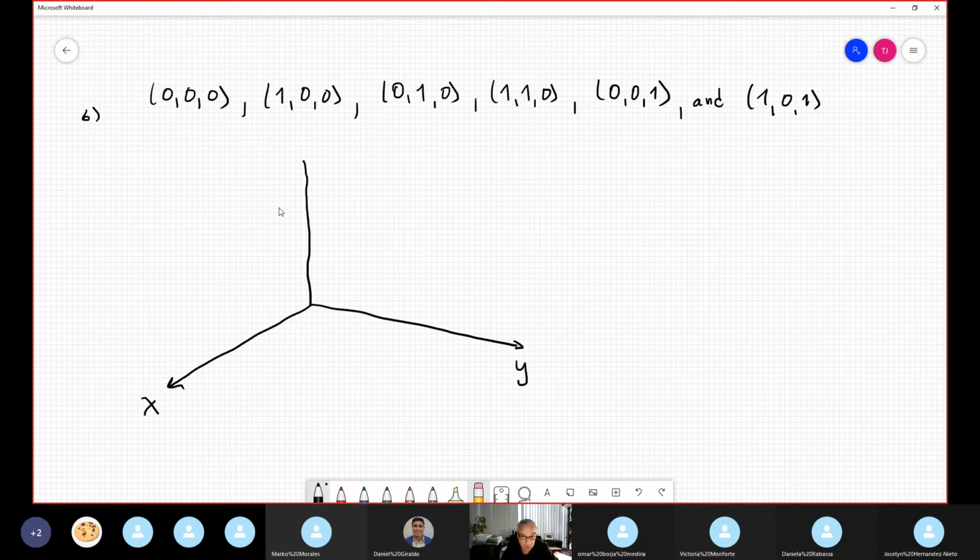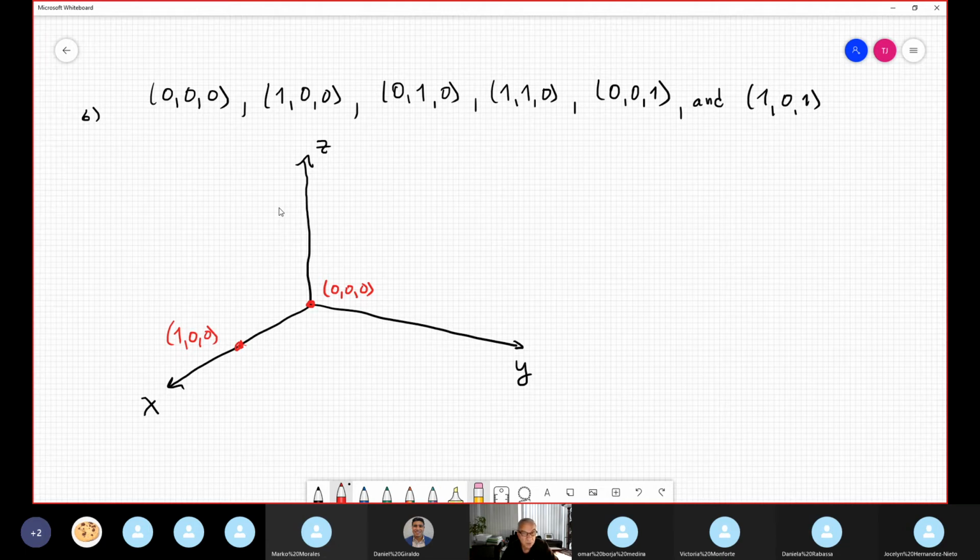X, Y, and Z. I plot the points one by one. 0, 0, 0 here. I'm using another color, red. This is 0, 0, 0. The second point is 1, 0, 0 here. It's supposed to be 1 here. 1, 0, 0. Second point.